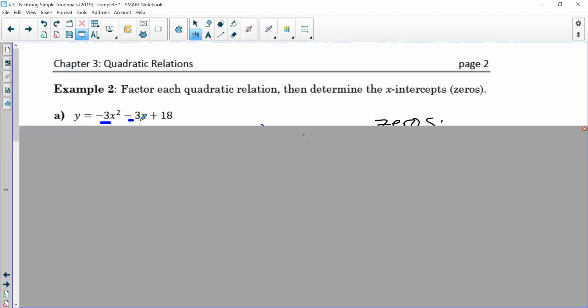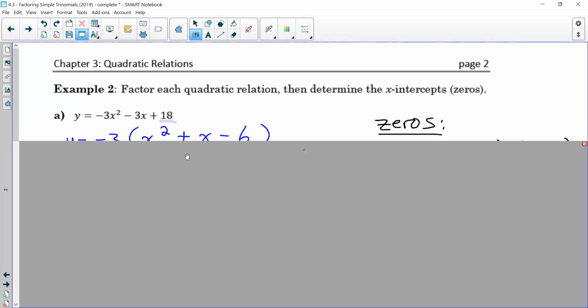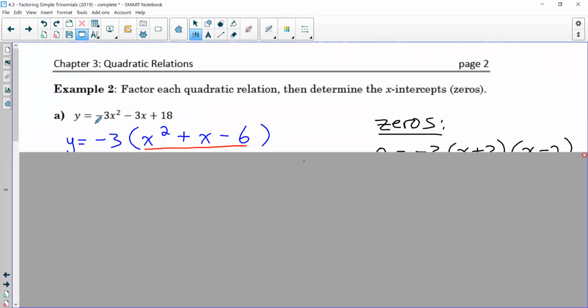Is 3 common to this value here? Yes, it is. 3 will divide into 3 evenly, so 3 times 1. What about the 18? 3 goes into 18 six times, sorry. So 18 can be written as 6 times 3. So your greatest common factor is actually the negative and the 3. So -3 times the x squared produces the -3x squared. Dividing -3 by -3 produces a +1. Notice that, leaving the x behind, and then +18 divided by -3 is -6.